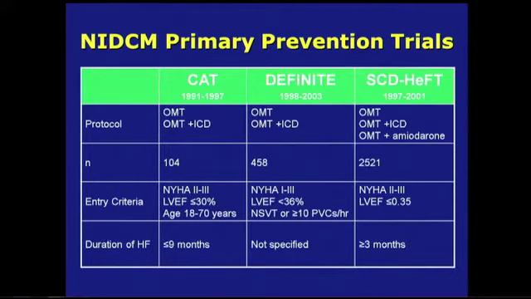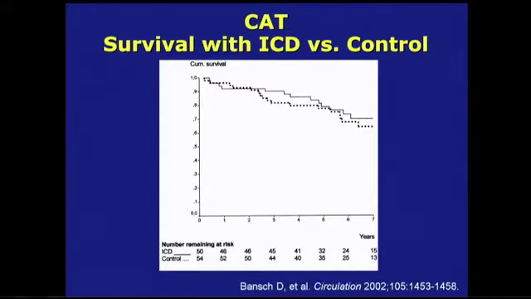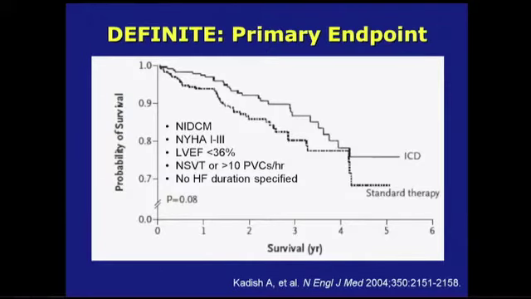In any case, in the DEFINITE study, patients had no specified time of their cardiomyopathy before being enrolled, and in SCD-HeFT, they had to have had at least 3 months of optimized medical therapy before being randomized. So CAT, as I told you, was stopped for futility. There was no benefit from early implantation of the defibrillator. In the DEFINITE study, which included patients with ejection fractions of less than 36% and ventricular ectopy, there was no significant improvement in survival by the ICD.